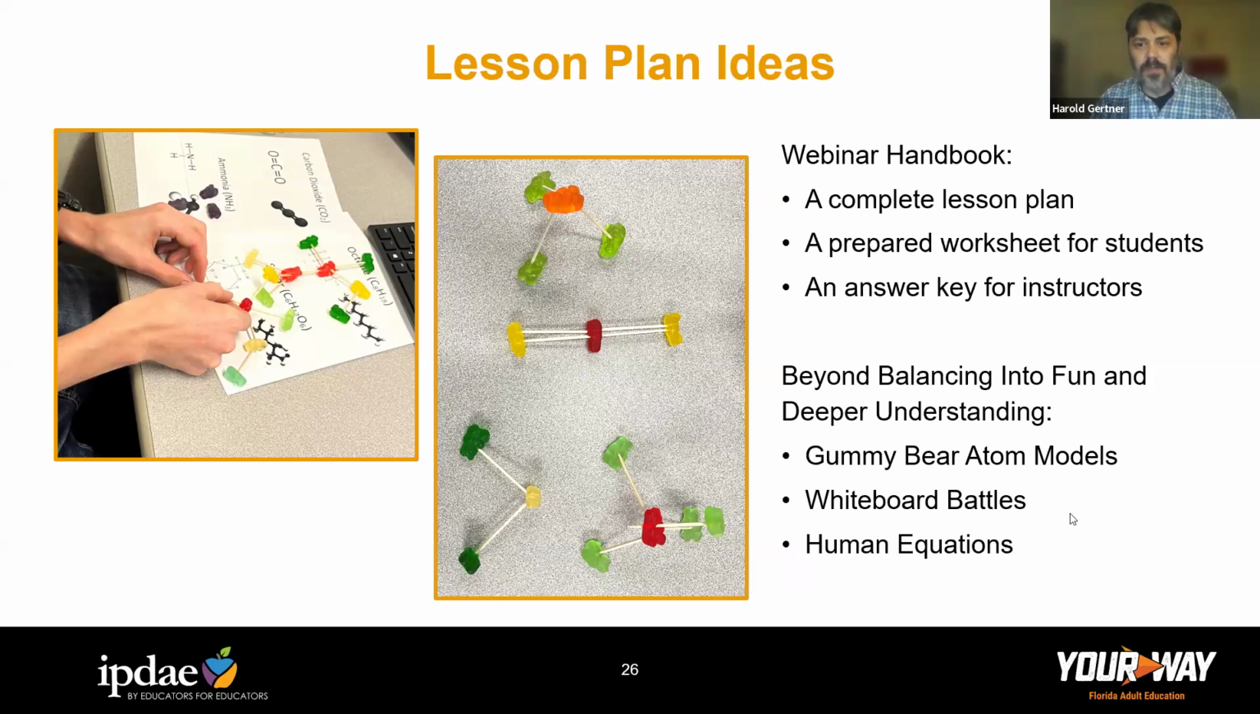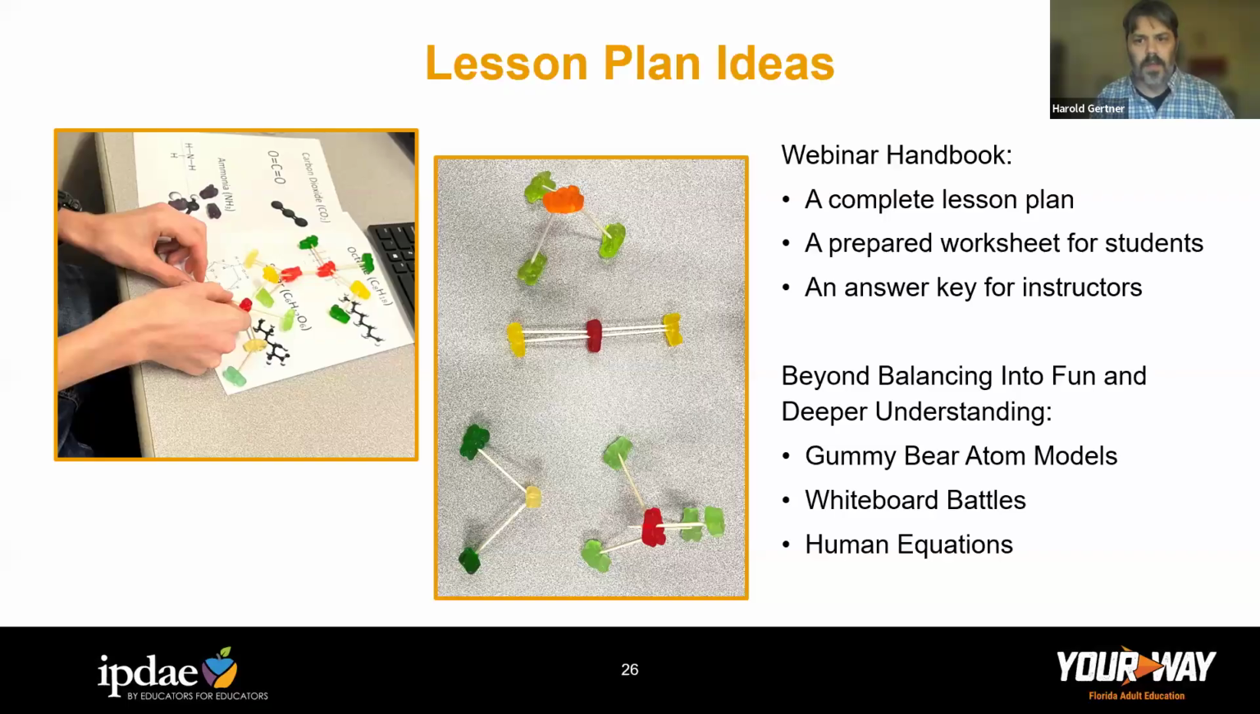Whiteboard battles. If you've got a real advanced class that likes a little competitiveness, you can have competitive teams try and balance equations against each other. You can have human equations similar to the gummy bears, but watch people move throughout the room. If everybody has an H or an O, you can move them to set up a physical equation and count out the pieces and see where people fall. Like how many O's? Raise your hands, and you can quickly count. Are we balanced or not? And move people around and that sort of thing. Another fun approach there.